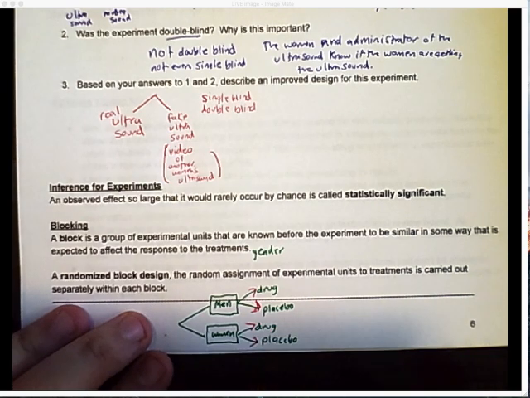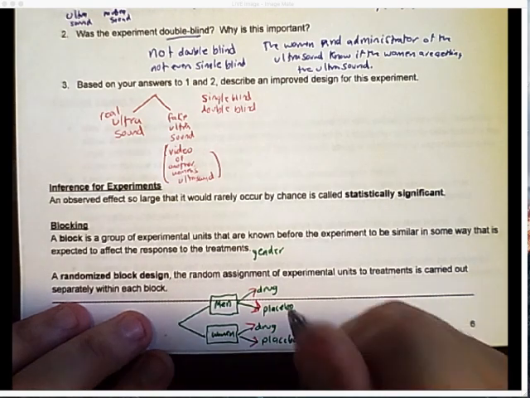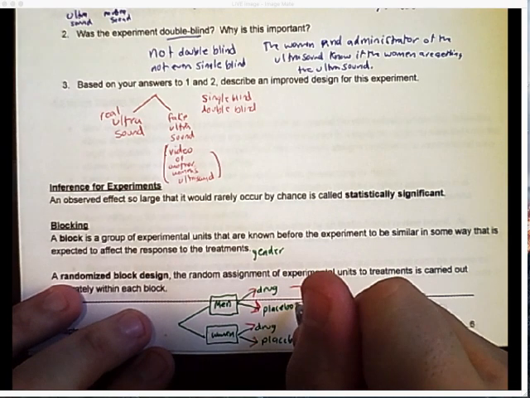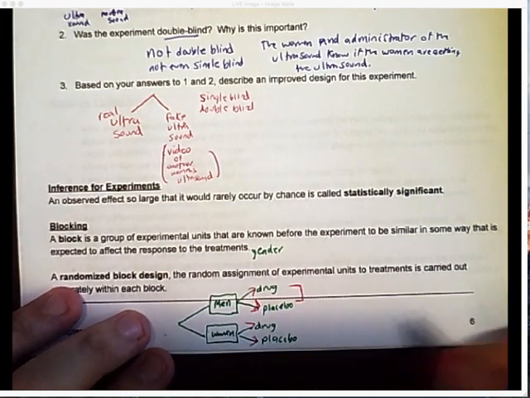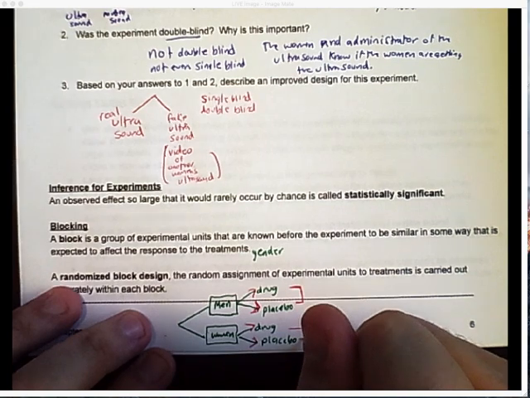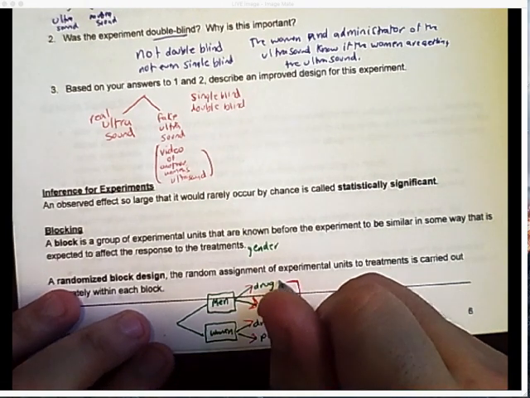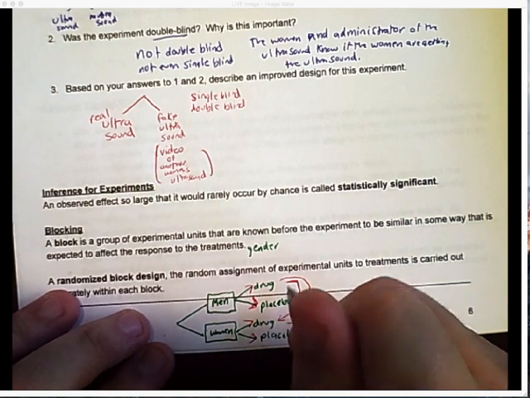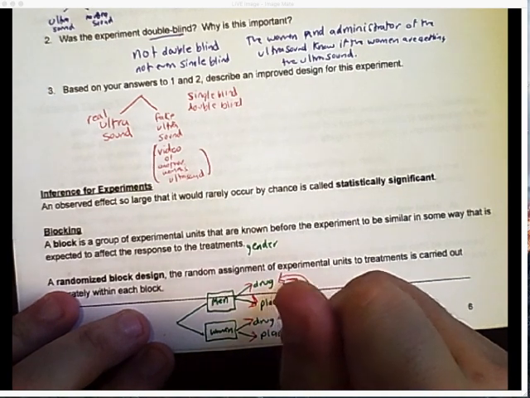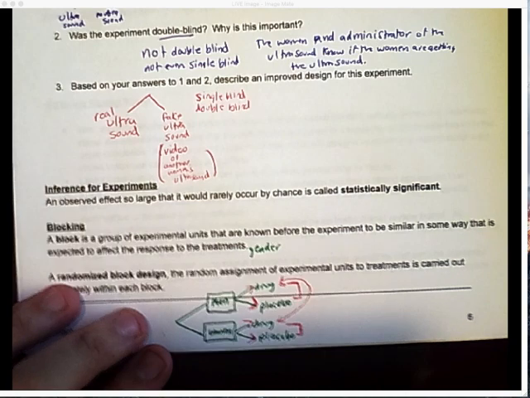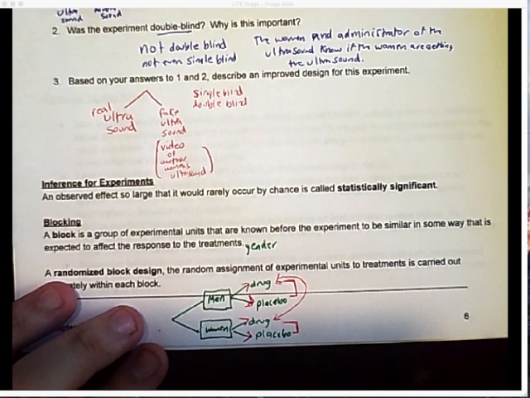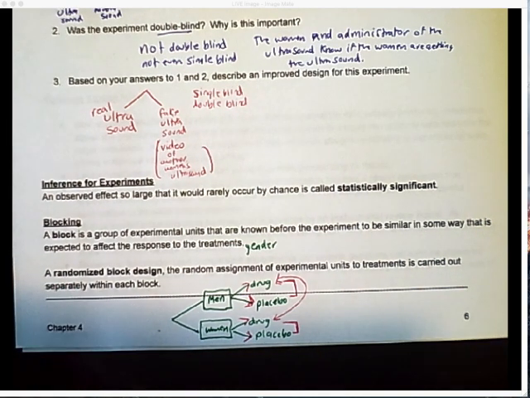What does that allow you to do? That allows you to make comparisons within each block. So you could compare men who got the drug to men who didn't, but it also allows you to make a comparison between men and women that got the drug. So it allows you to make comparisons multiple ways. So that's the idea of a block.